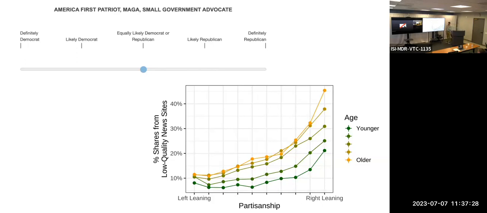So we replicate the standard finding, older people on the right share misinformation, using this tool. The 2 interesting pieces are, one, we have enough data to look at the interaction effect. So it's not just an additive effect of age and being on the right. It's you're old and you're on the right and it skyrockets, right?